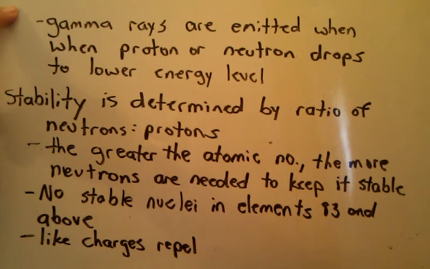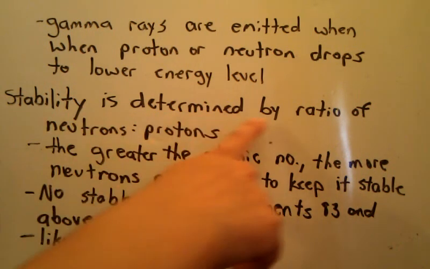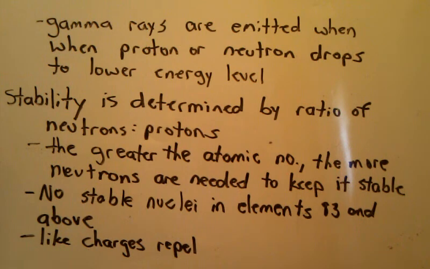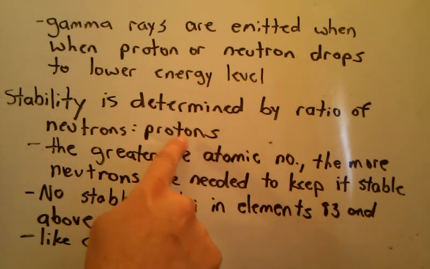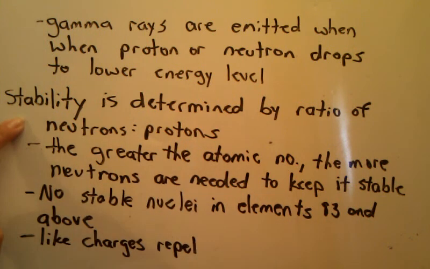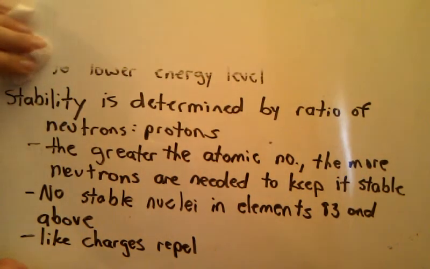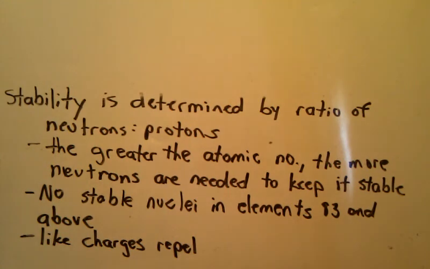Okay, so we said that gamma rays are emitted when a proton or neutron drops to a lower energy level. We talked about stability. Stability is determined by the ratio of neutrons to protons. The greater the atomic number, the greater the number of protons, the more neutrons are needed to keep it stable. No stable nuclei are in elements 83 and above. Like charges repel. And we just talked about the second law of thermodynamics.